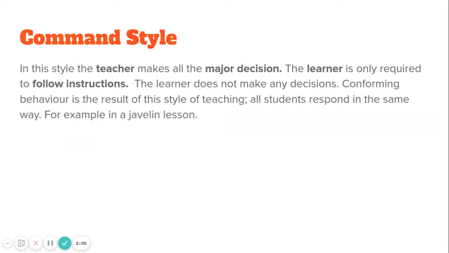So firstly, we have command style. In this style, the teacher makes all the major decisions. The learner is only required to follow instructions. The learner does not make any decisions. Conforming behavior is the result of this style of teaching, and all students respond in the same way. So, for example, I often use the command style of teaching in javelin lessons, and I'll talk about why in a second.